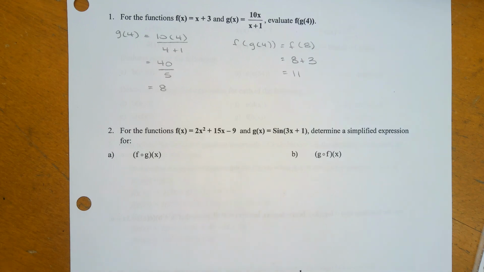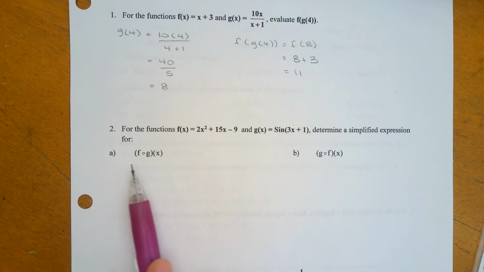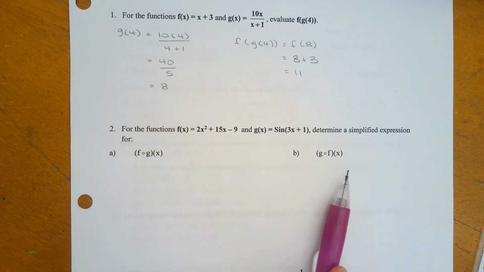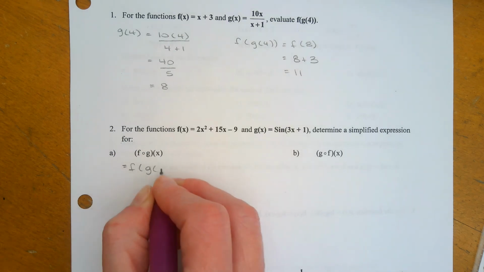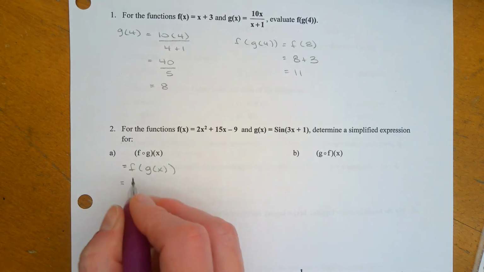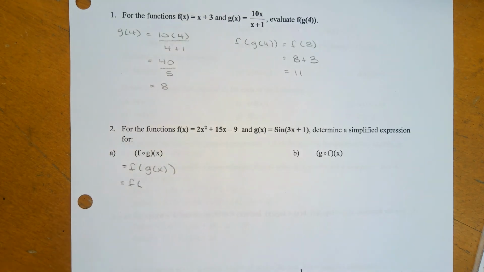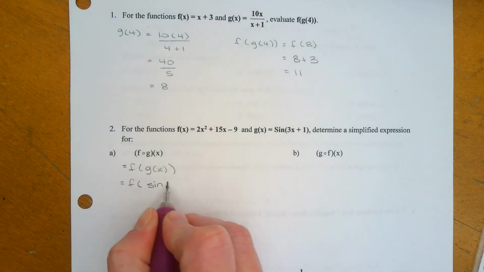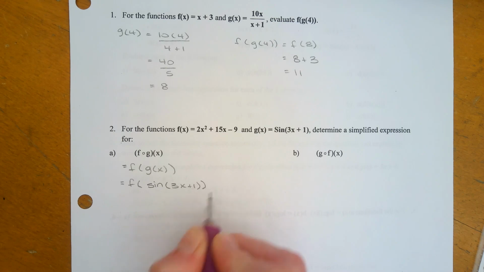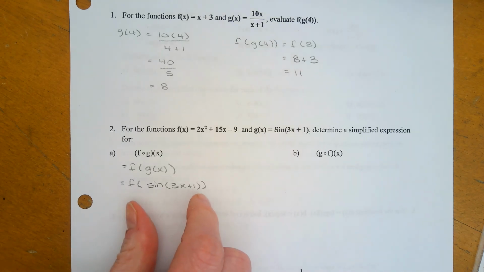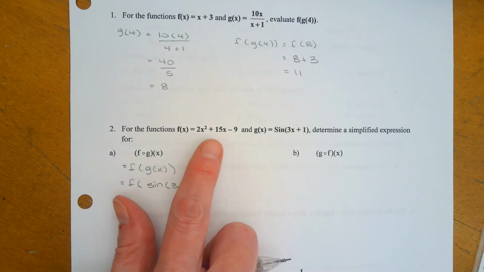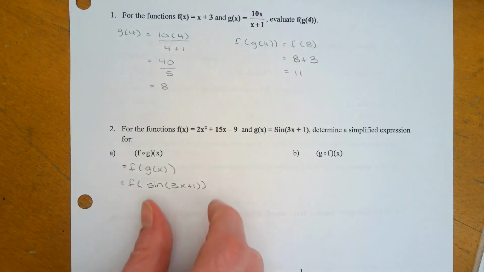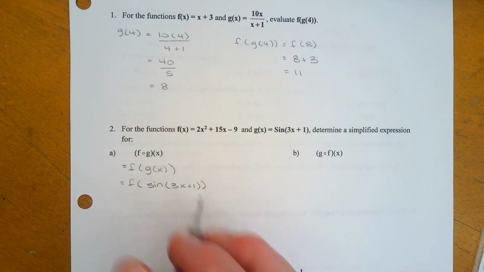Another way to write a composite function is f of g of x. A lot of people say "fog" or "goff" here, but really it's f of g of x. So now I want to do f of the g of x function. The g of x function is sine of 3x plus 1. So I'm going to take sine of 3x plus 1 and put it into the f function. Wherever I see an x in the f function, I'm going to replace x with sine of 3x plus 1.